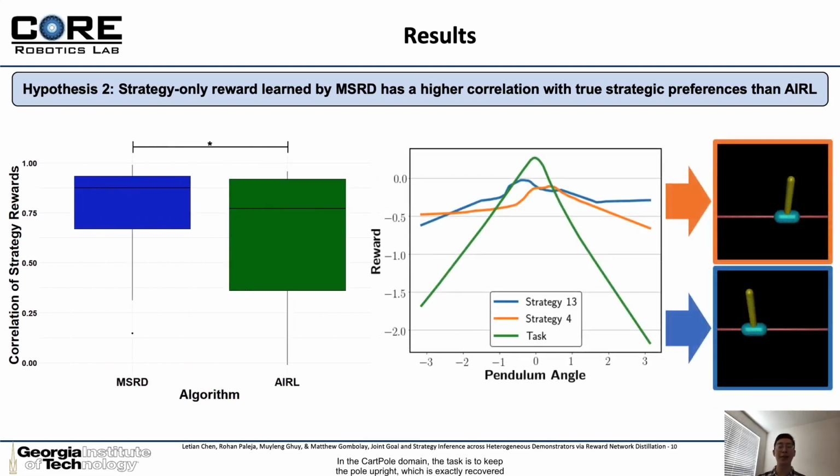In the cart pole domain, the task is to keep the pole upright, which is exactly recovered by the task reward, which has its peak when the pendulum angle equals 0. In strategy 4, the demonstration keeps the pole a little right, but still stable, which is precisely recovered by strategy 4's strategy reward, which has its peak at a little positive pendulum angle. Strategy 13 has opposite preferences and encourages the pole to tilt left.